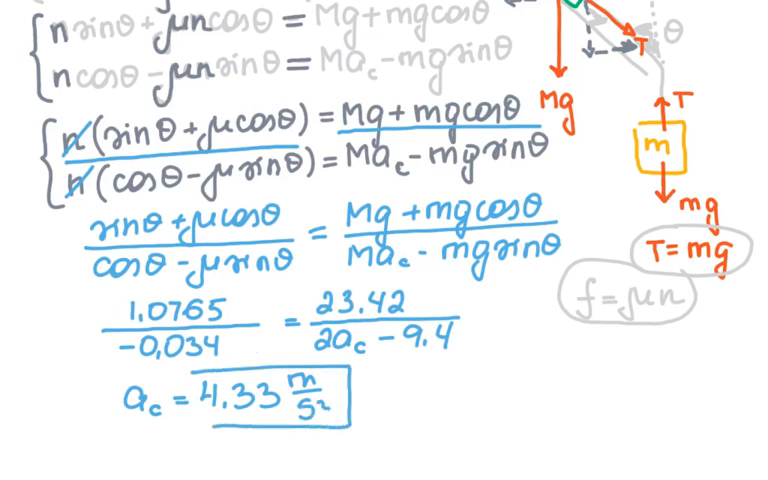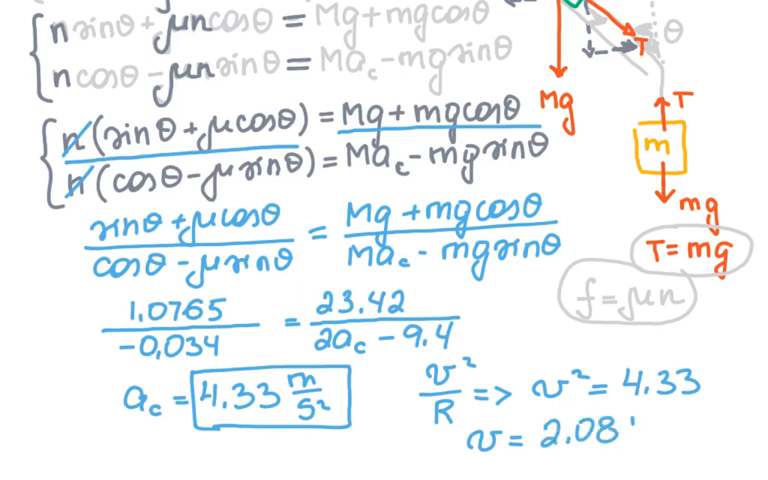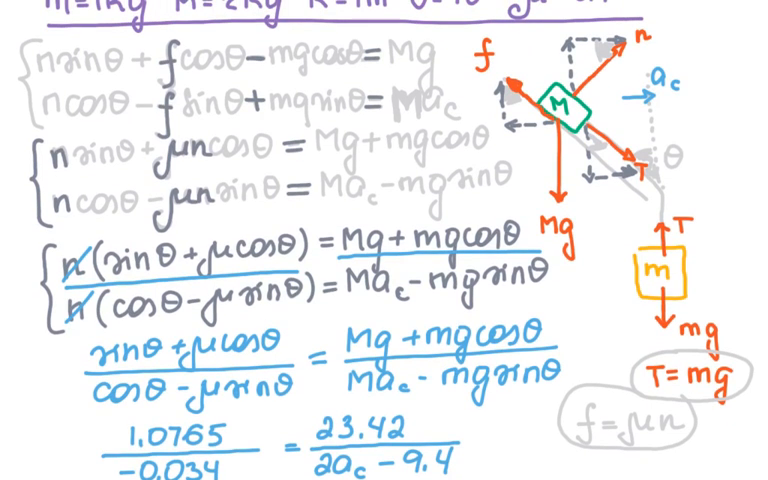And now your a_c is equal to v squared over r, and r is given as 1 meter. So that means v squared is equal to 4.33. Then v is equal to the square root of that, which is 2.08 meters per second. So this is the minimum velocity at which the block can rotate in circular motion and not slip down.